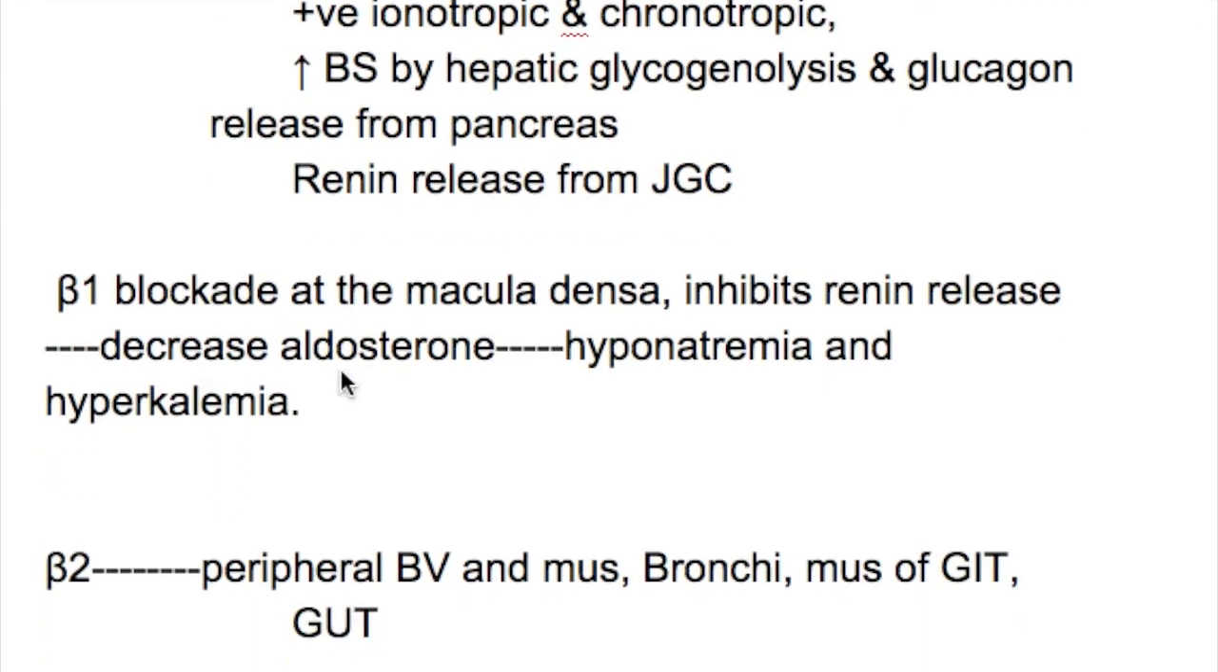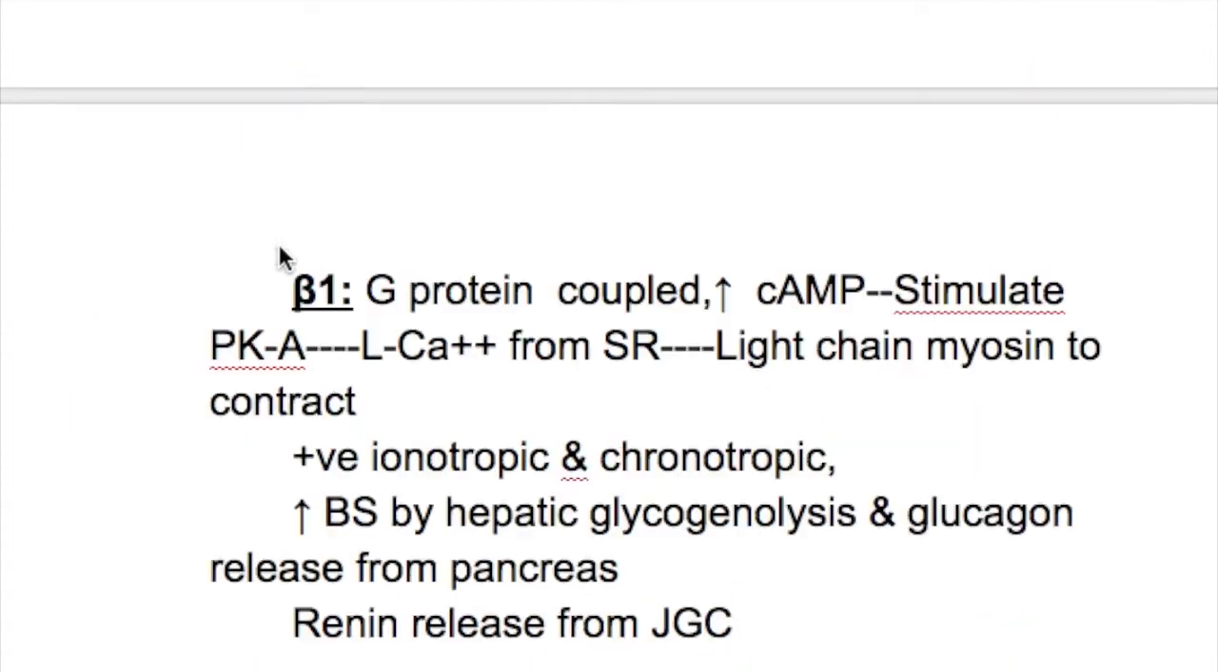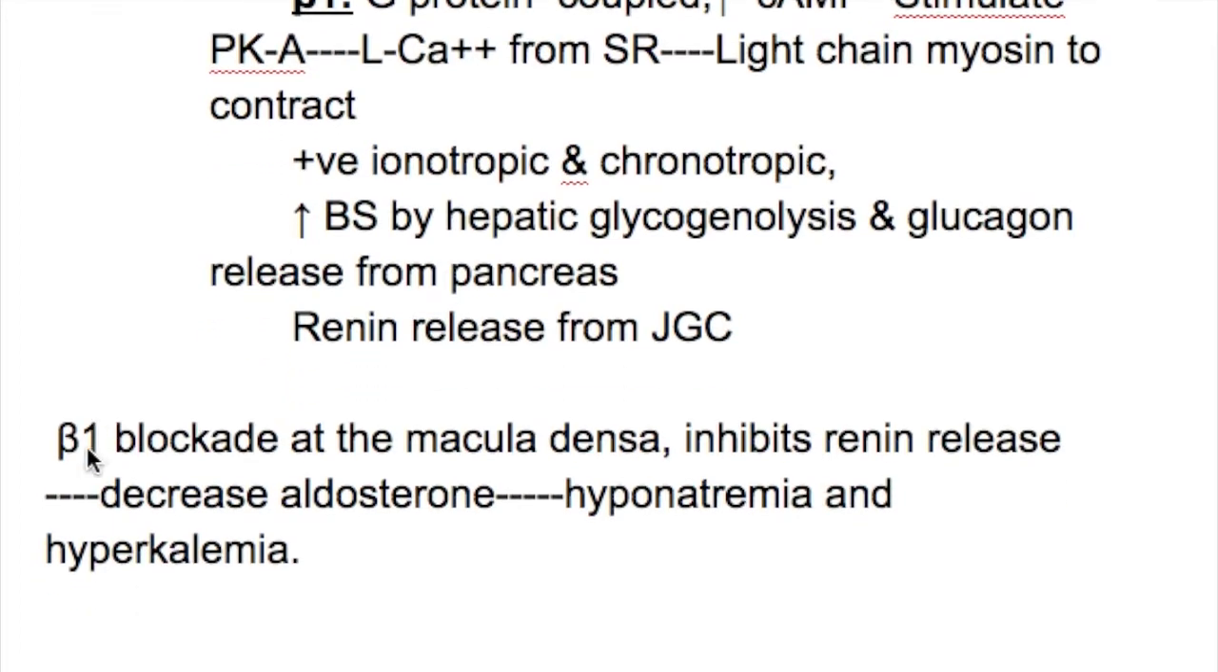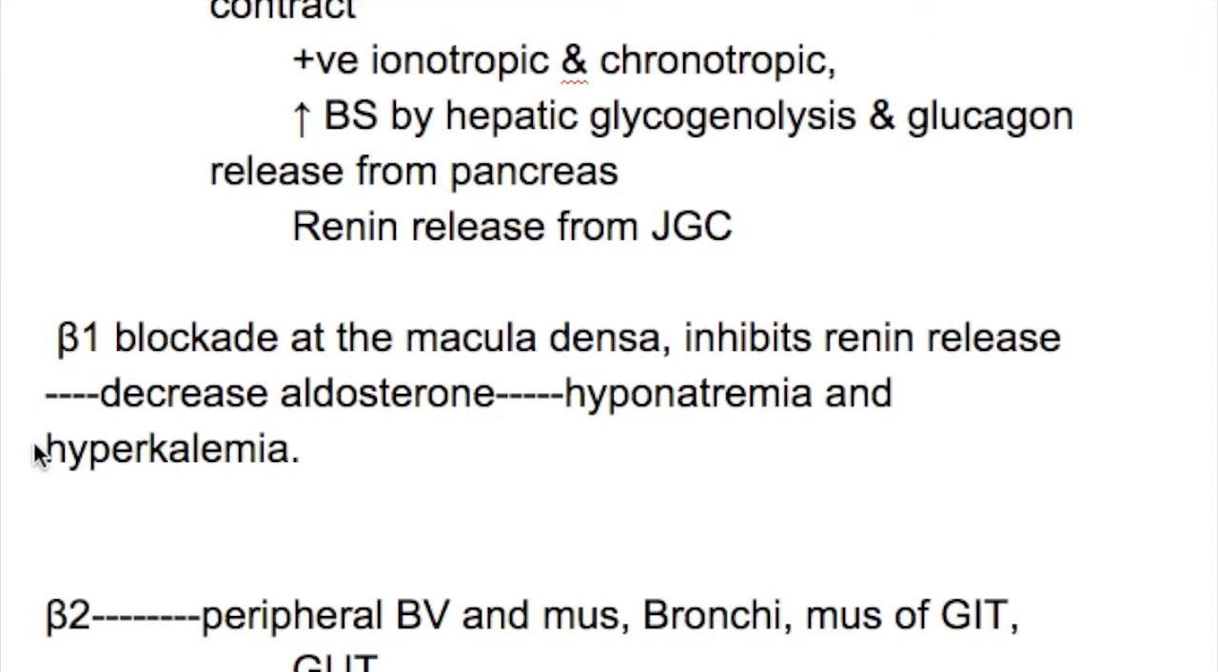Beta 1 blockade. If you block the beta 1 in the kidney, what is the effect of that? It inhibits the renin release because the function of the beta 1 receptor is renin release. So if it's blocked, the renin is not released. That decreases the aldosterone production. It causes hyponatremia and hyperkalemia. So the beta 1 blockade causes hyperkalemia.